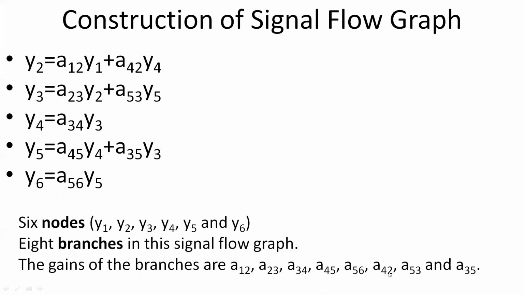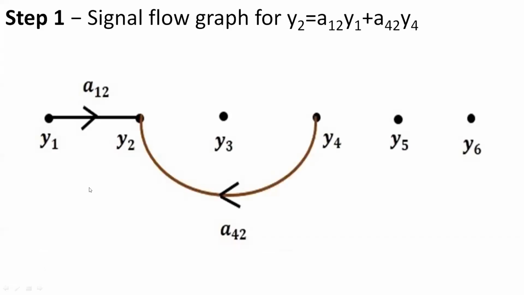A42, you'll see this is a reverse direction, from Y4 to Y2. That's the gain here. A53 again is the direction from Y5 to Y3, and A35 is nothing but the direction from Y3 to Y5. So let's understand each one, how to draw the signal flow graph for Y2.